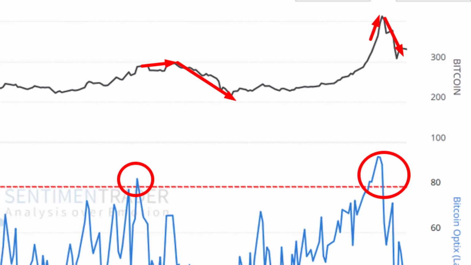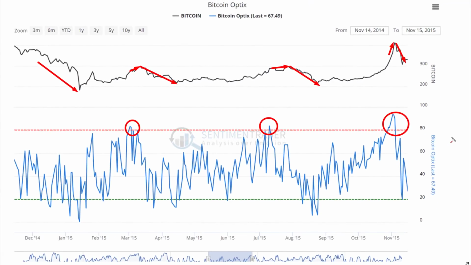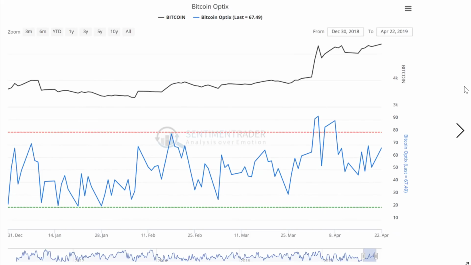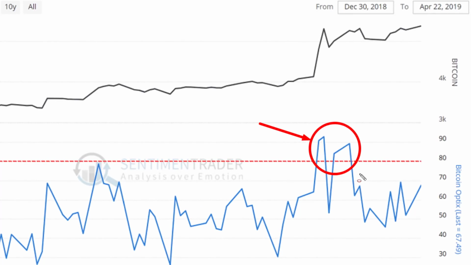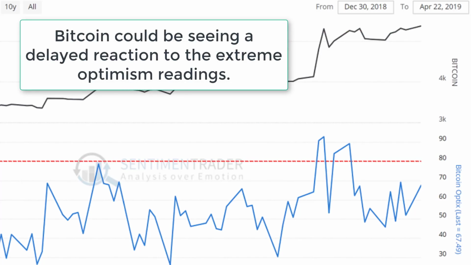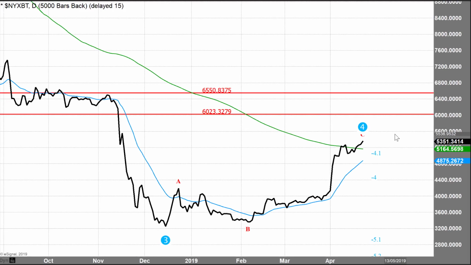Okay, so usually these extreme optimism readings are contrarian indicators. It means that the public is getting extremely optimistic about Bitcoin, and that means we should probably step back and be very cautious, because usually it means that Bitcoin might do a reversal in the next few weeks. So going back to this chart, what seems to have happened is Bitcoin has hit an extreme optimistic sentiment reading, but Bitcoin has not reacted to it. In fact, it's done the opposite. Bitcoin has continued to go higher. That potentially means that Bitcoin could be seeing a delayed reaction to that extreme optimism reading that we just saw right there.